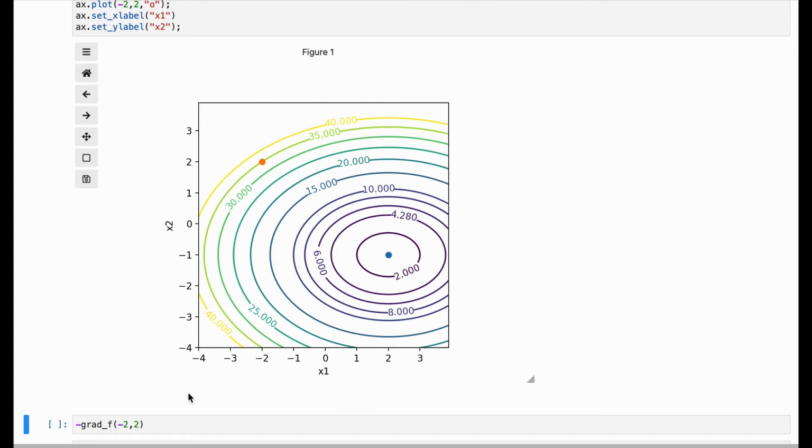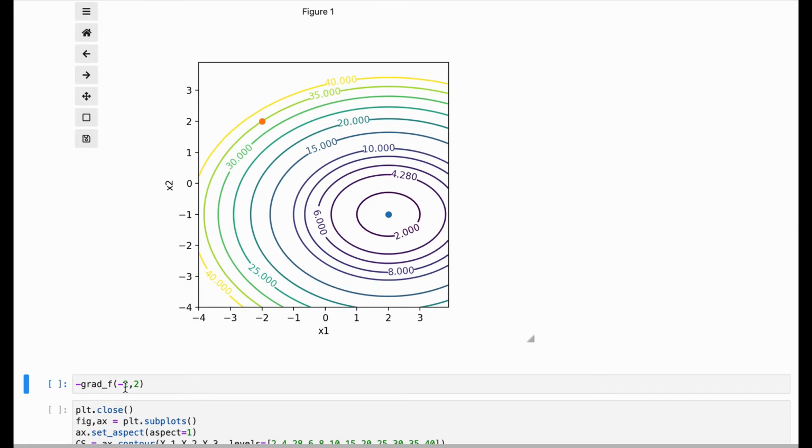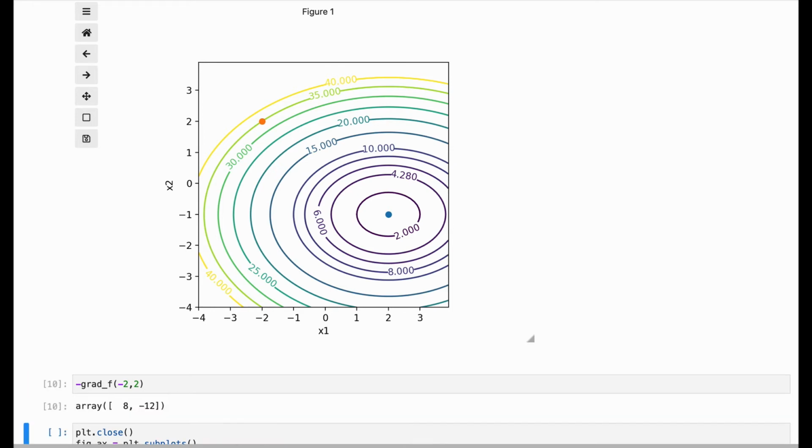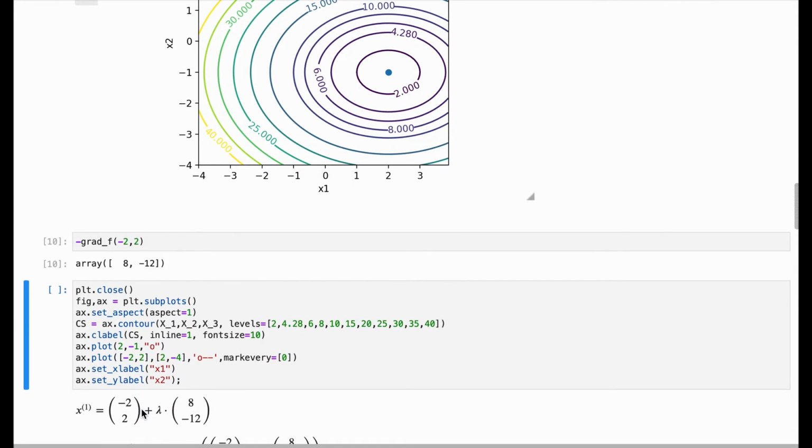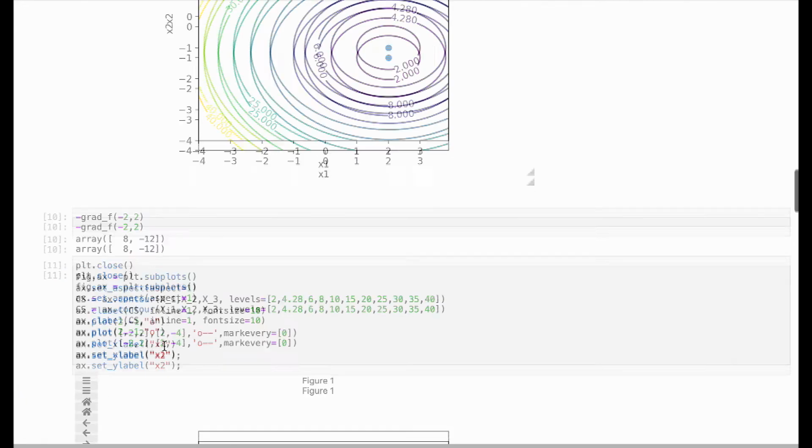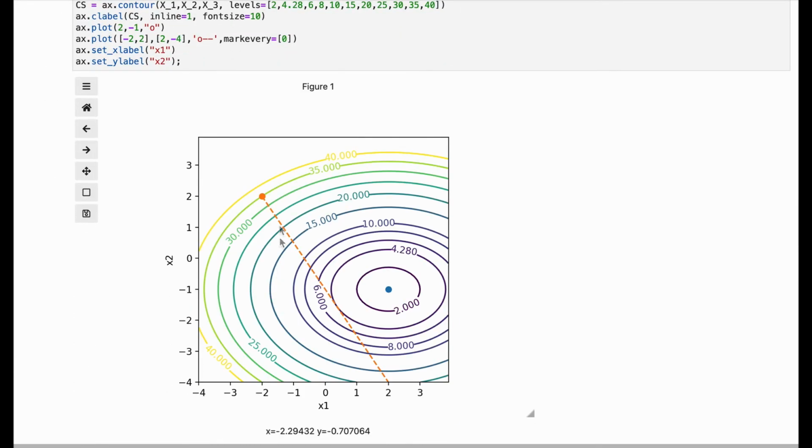So we evaluate the negative gradient at that point, minus 2, 2, and we get 8, minus 12. So this here is the negative gradient. Let's draw that direction. If we're at that point and follow the direction of the negative gradient, we're walking along this line here basically.